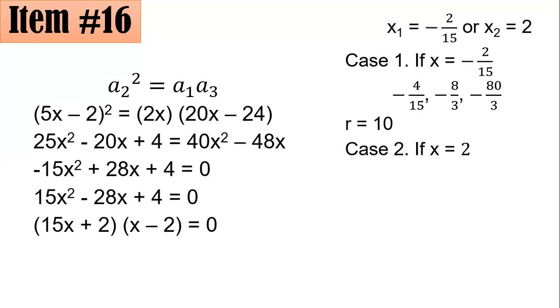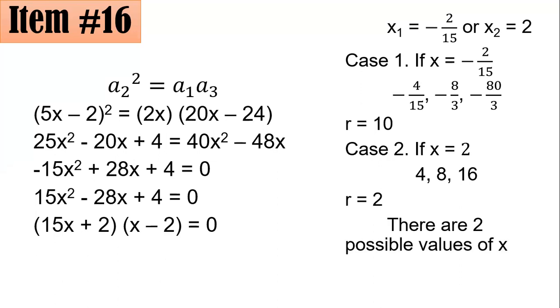How about if x is 2? If x is 2, and by substitution to the three terms, you will have 4, 8, 16, which is again another geometric sequence because it has a common ratio of 2. Hence, there are two possible values of x for you to arrive at these three terms as the terms of your geometric sequence. So the correct answer here is letter E. It's not one of those choices.